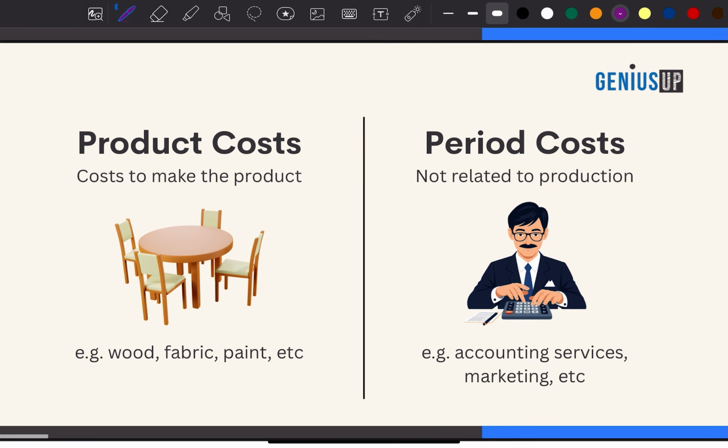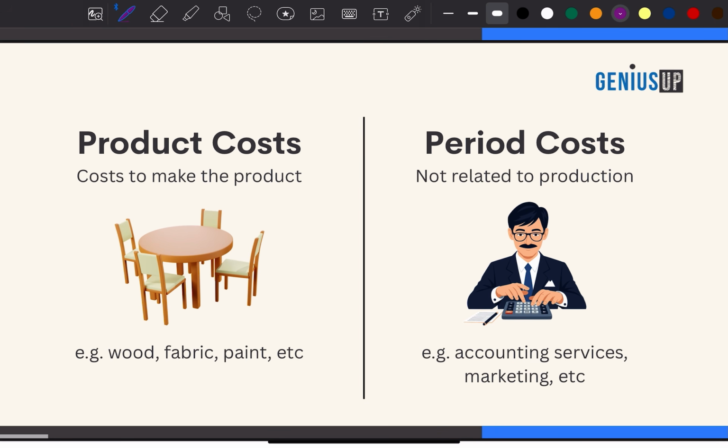And then you have period costs. Period costs are usually not related to the production process at all, right? I'll give you an example, like accounting services. When we pay an accountant to come to our books and we're manufacturing furniture, this is not related to the production process, because we might not have an accountant, but we can still produce furniture, right? So accounting services are not related to the production process.